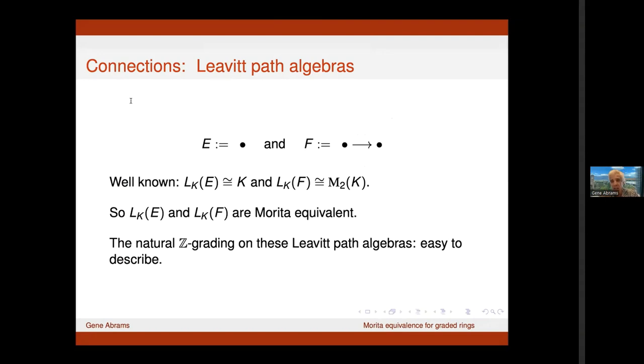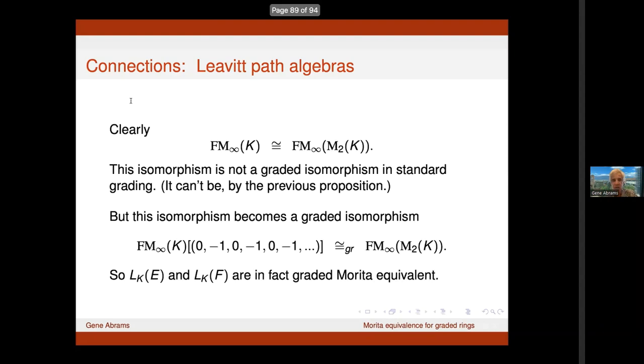And the natural Z grading on these things is easy to describe. For K, you just put everything in degree zero. For the 2x2 matrices, the upper right corner has degree one, the lower left corner has degree minus one, and the things on the main diagonal have degree zero. So the gradings are easy to describe. Clearly, the infinite direct sums are isomorphic. You just forget that the things on the right are 2x2 matrices, remove all the parentheses, and you get an isomorphism. The isomorphism can't be graded in the standard grading. By the previous proposition, it can't, because the rings aren't homogeneously graded equivalent. It's also easy to see they can't be isomorphic in the standard grading because the zero component on the left-hand side is everything, and the thing on the right has things in the non-zero component.